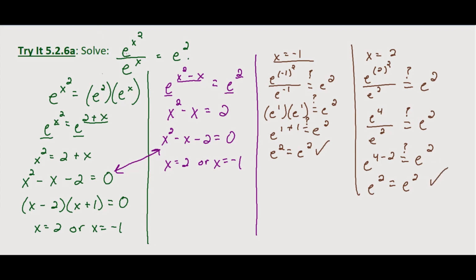So when e to the x squared over e to the x equals e squared, we know x equals 2 or x equals negative 1.